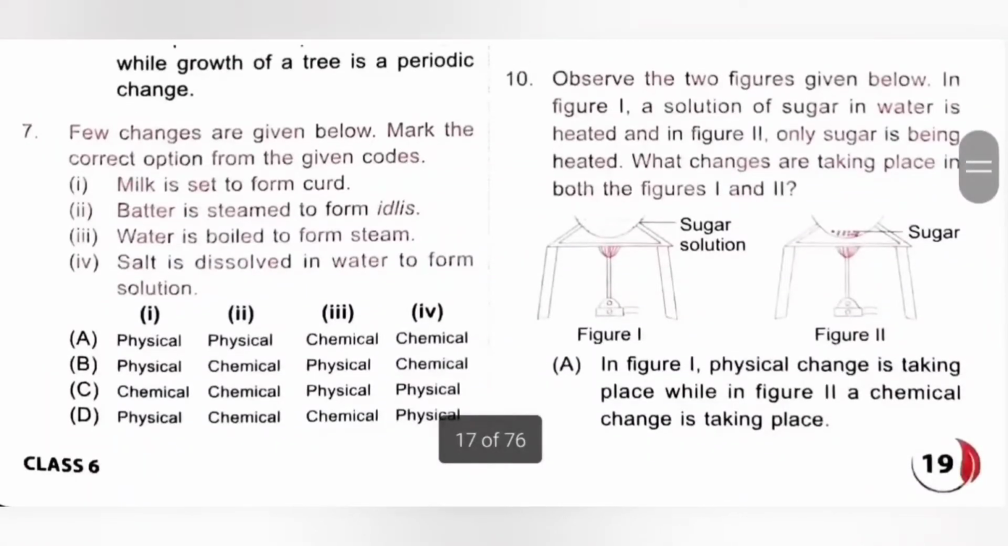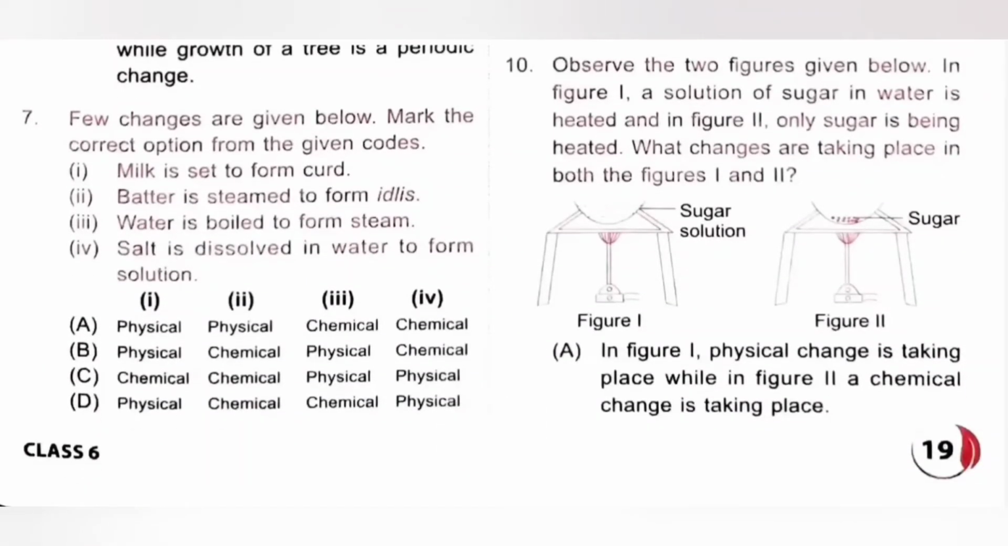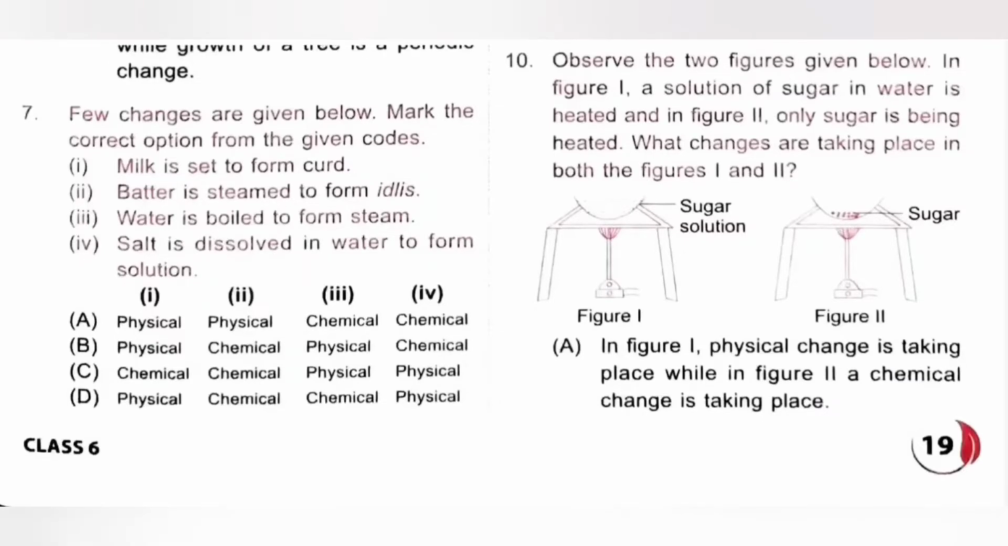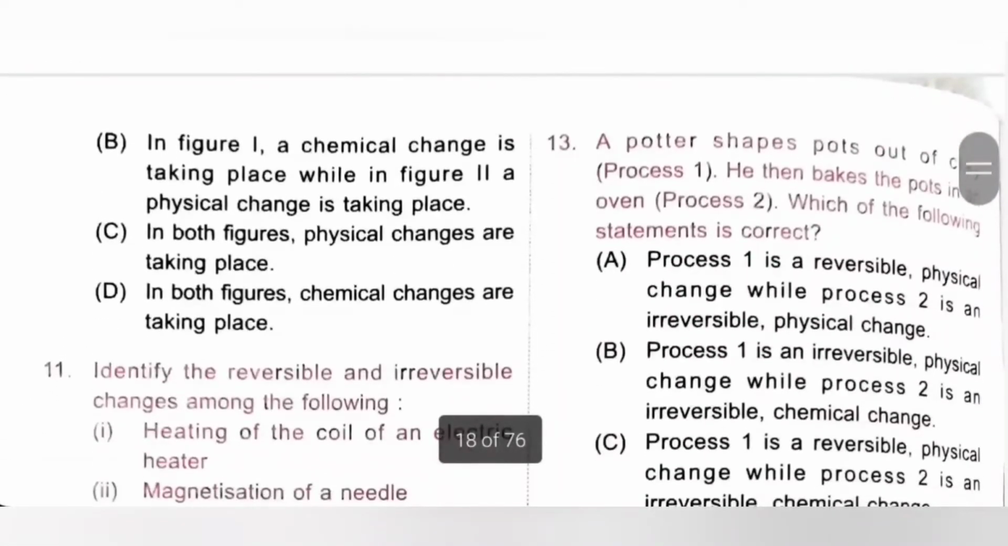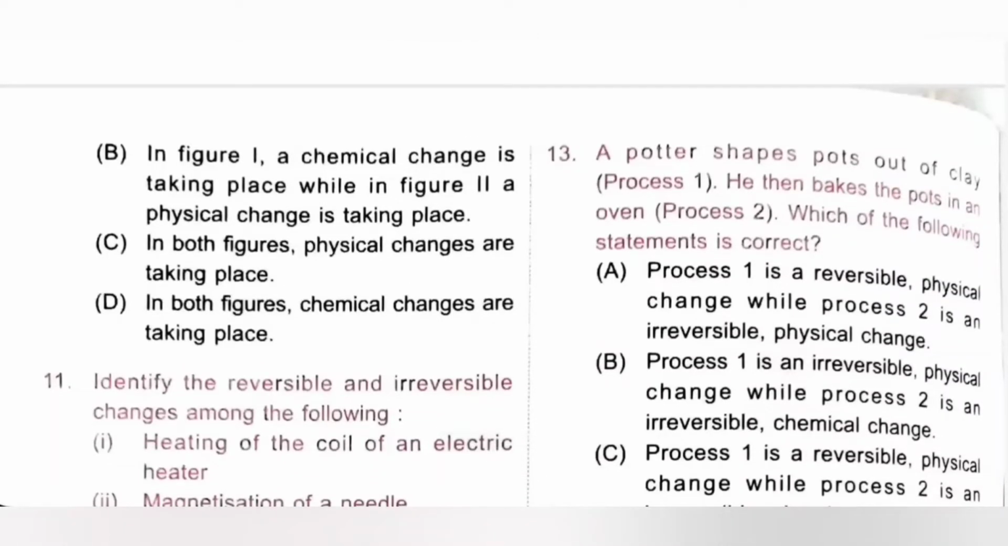10th one. Observe the two figures given below. In figure 1, a solution of sugar in water is heated, and in figure 2 only sugar is being heated. What changes take place in figures 1 and 2? So A, in figure 1 a physical change is taking place, while in figure 2 a chemical change is taking place. B, in figure 1 a chemical change is taking place, while in figure 2 a physical change is taking place. C, in both figures physical changes are taking place. D, in both figures chemical changes are taking place.